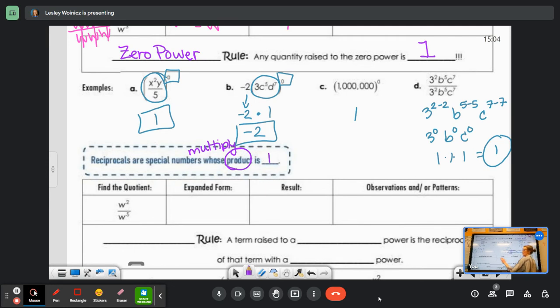Okay, so what is the reciprocal of 2/3? 3/2. Do you guys remember this? It's upside down. So if I multiply across my numerators, I get 6. Multiply across the denominators, I also get 6, and I get a 1, right? That means I had reciprocals. Okay, so we need to know that because the word reciprocal is in the negative power rule. So keep that in your mind.